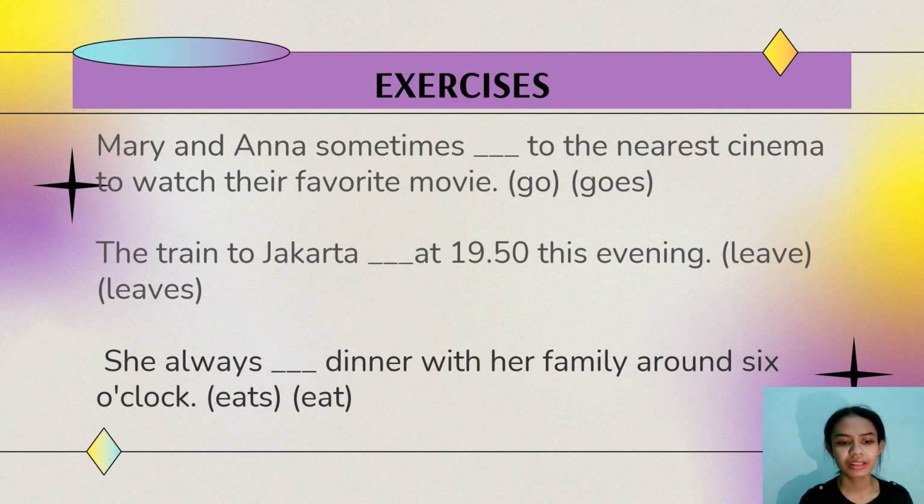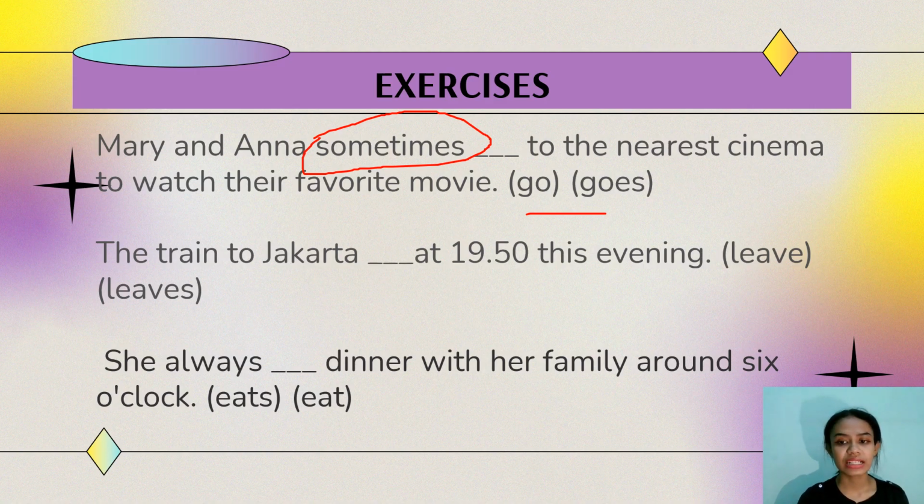Exercise. Mary and Anna sometimes blank to the nearest cinema to watch their favorite movie. The answer options are go or goes. And the answer is go. Why go? Because there is an adverb of frequency in the sentence, namely sometimes, because sometimes is a part of the adverb of frequency.